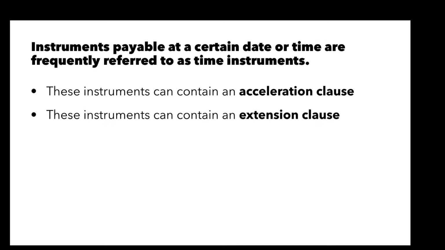At the same time, instruments can contain an extension clause. An extension clause is a clause in a time instrument that permits the date of maturity to be extended past the date found in the document. Now, to keep the instrument negotiable, the interval of the extension must be specified if the right to extend is given to the maker or drawer of the instrument. So we can extend time for payment of a document without destroying negotiability.